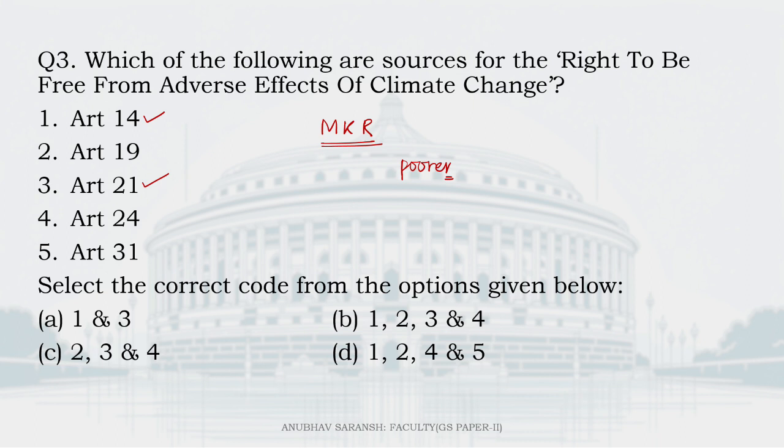The issue stems from the deaths of these bustards due to collision with overhead transmission wires installed at solar panel projects. So that's where the story stems from. And finally, we have under Articles 14 and 21 the source of the right to be free from adverse effects of climate change. Right answer here is A, 1 and 3.